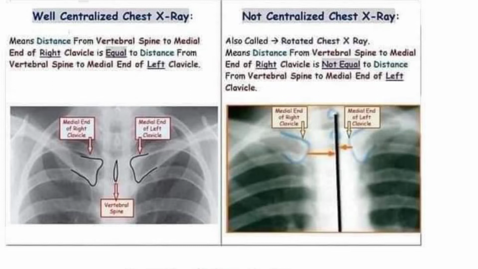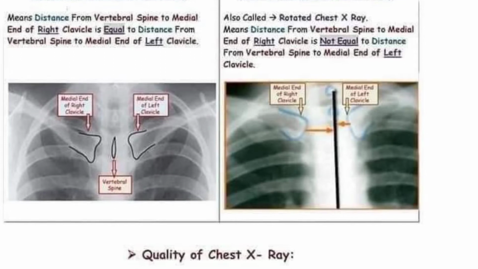Well centralized chest X-ray means the distance from the vertebral spine to the medial end of the right clavicle is equal to the distance from the vertebral spine to the medial end of the left clavicle. And when the chest X-ray is not centralized, it means it is rotated: the distance from the vertebral spine to the medial end of the right clavicle is not equal to the distance from the vertebral spine to the medial end of the left clavicle.